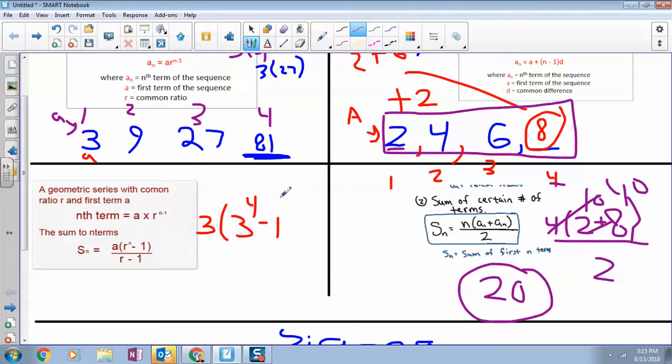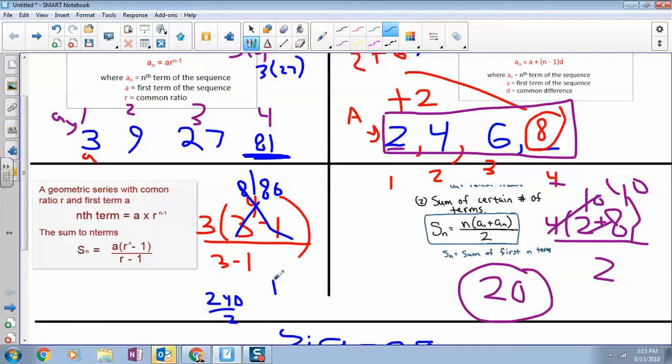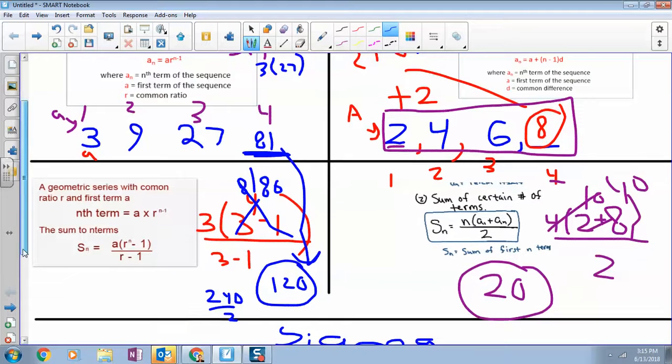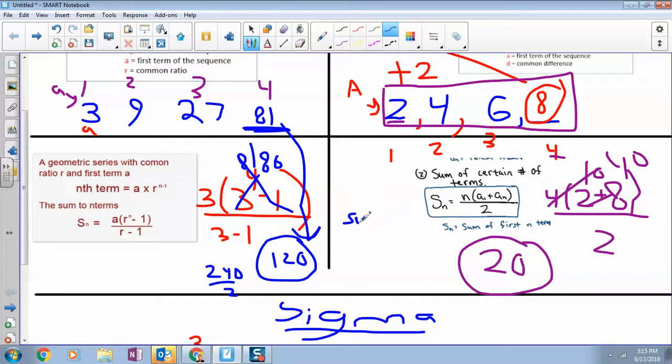minus 1. All right, and then on the bottom, we have r minus 1. R minus 1, r is our rate. So 3 minus 1. And then just like before, what we're going to do is follow the order of operations. So 3 to the 4th power is 81. 81 minus 1 is 80. 3 times 80 is 240. 240 divided by 2 is 120. So the sum of the first 4 terms, if you add it together, 3 plus 9 plus 27 plus 81, you get 120. All right, that's called summation. Both of these on the bottom are called summation.